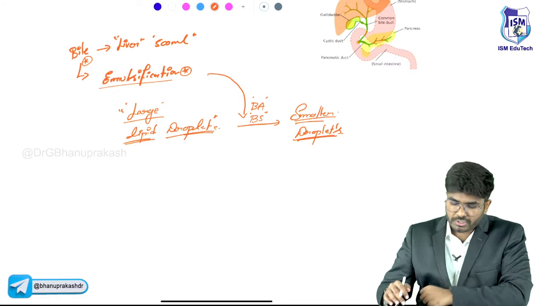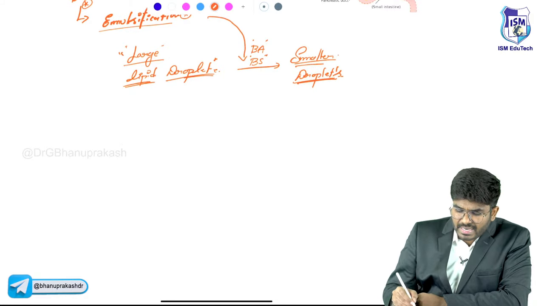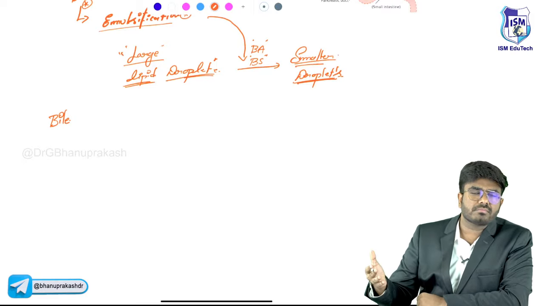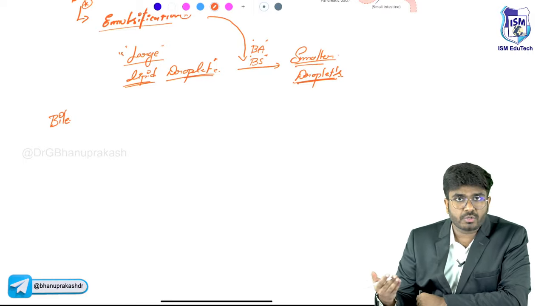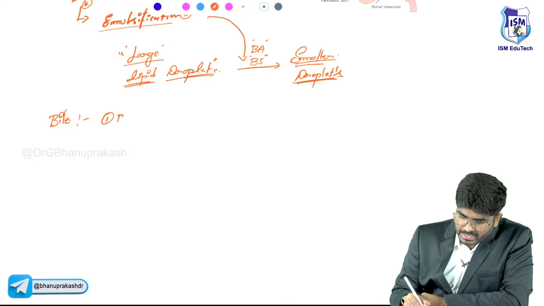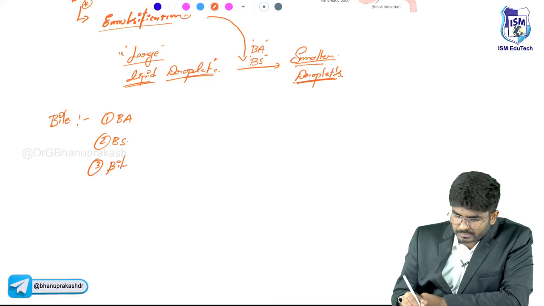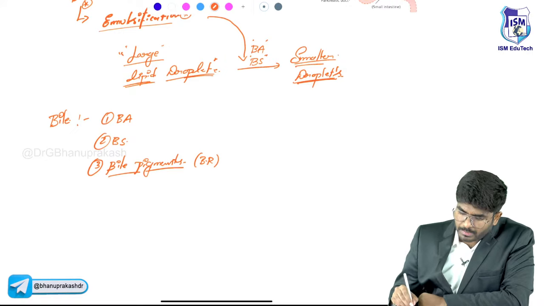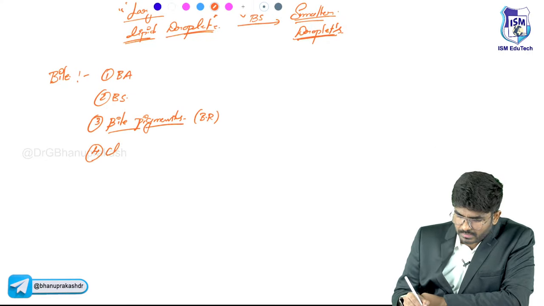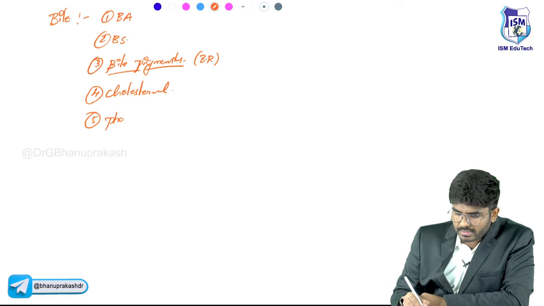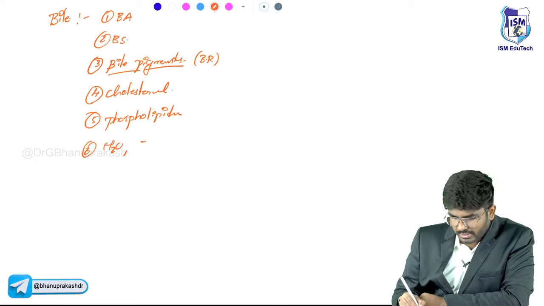Now, my question to you is, what exactly is present in the bile? Bile helps in emulsification and in the digestion of fats. But what exactly is there in the bile? Bile acids are there, bile salts are there. Next, bile pigments. What are the bile pigments? It's bilirubin, conjugated bilirubin. Bile acids, bile salts, bile pigments. Next, cholesterol. Next, phospholipids.